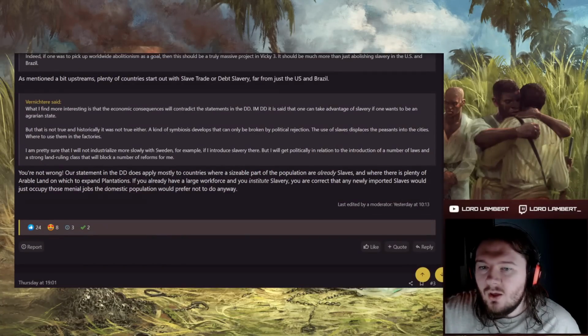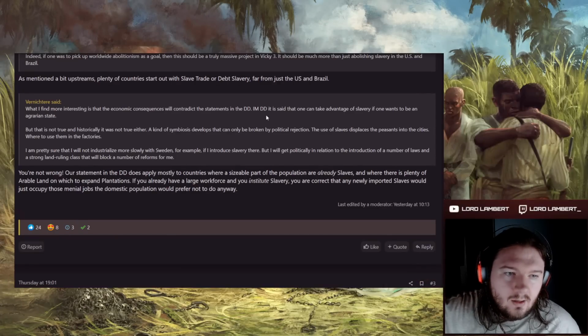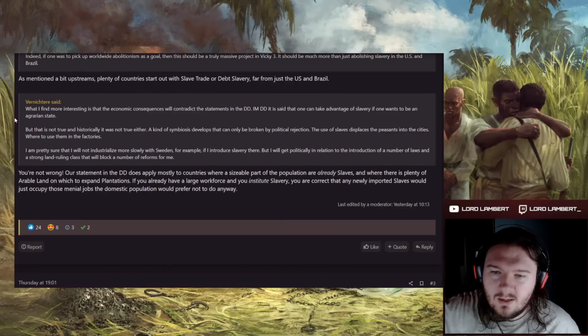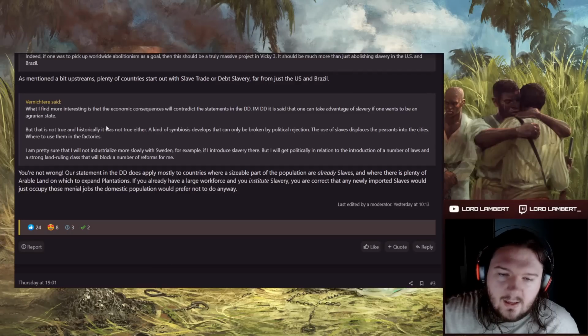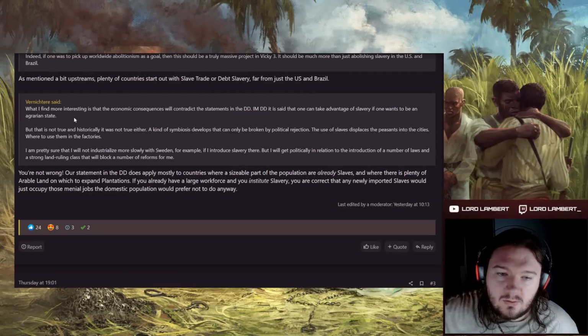Final question. What I find more interesting is that the economic consequences will contradict the statements in the Dev Diary. In the Dev Diary, it said that one can take advantage of slavery if one wants to be an agrarian state. But that is not true, and historically, it was not true either. A kind of symbiosis develops that can only be broken by political rejection. The use of slaves displaces the peasants into the cities, where they are used in the factories. I'm pretty sure that I will not be industrializing more slowly than Sweden, for example, if I introduce slavery there. But I will get politically in relation to the introduction of a number of laws and a strong land-ruling class that will block a number of reforms for me.